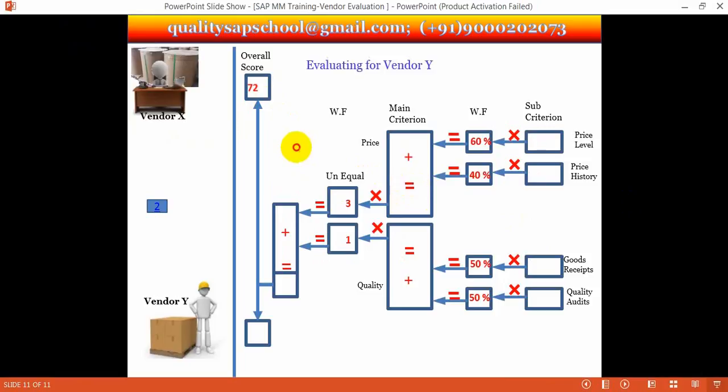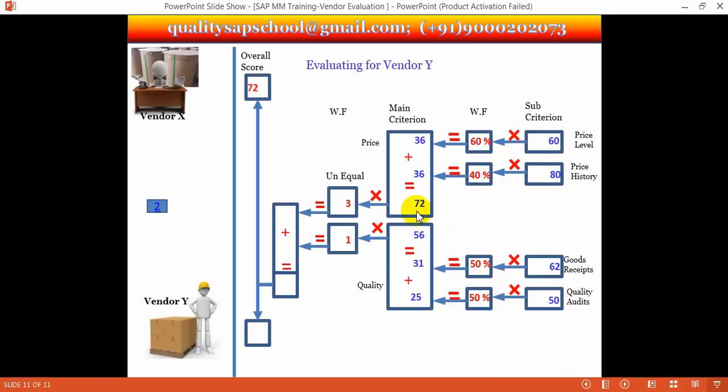Evaluating for vendor Y, I am considering again 60 here. I am getting 36 marks, whereas before it was 100 for price history and now it is only 80. So out of 80, 40% is 36. 36 plus 36 is equal to only 72 scoring points. In case of quality, goods receipt is taken as 62. 50% of 62 is 31, whereas quality audits is 50 and 50% of 50 points is 25. Together 25 and 31 gives 56.